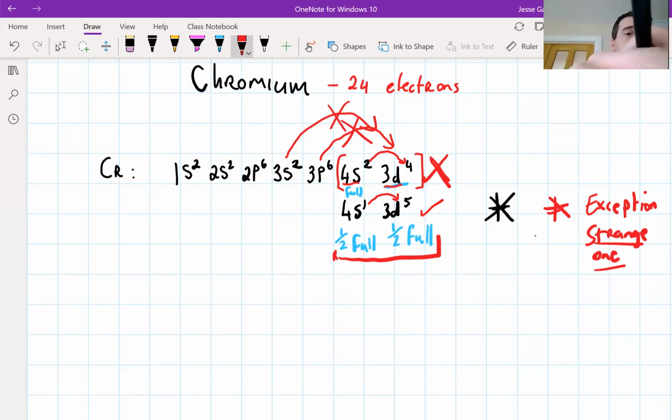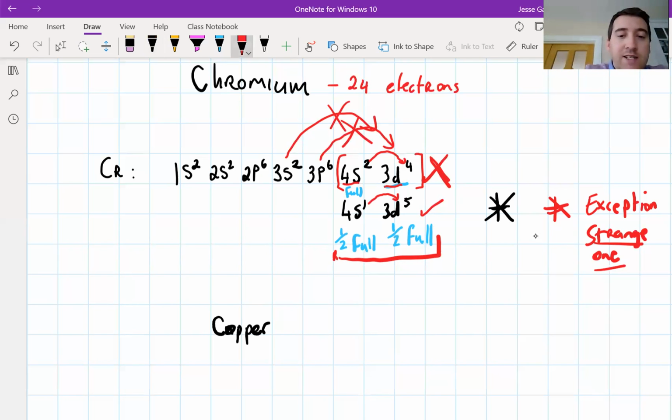The other one we're going to tell you about, and it follows the same kind of idea, is the element copper. All right, so what I want you to do now is pause the video, follow the process I've just done, and figure out what's going to be unusual about copper. So pause the video and do that now. Okay, so you should only be playing if you've had a go at writing the electronic configuration for copper, and hopefully you can see that it's the same idea. All right, let's have a look at copper.